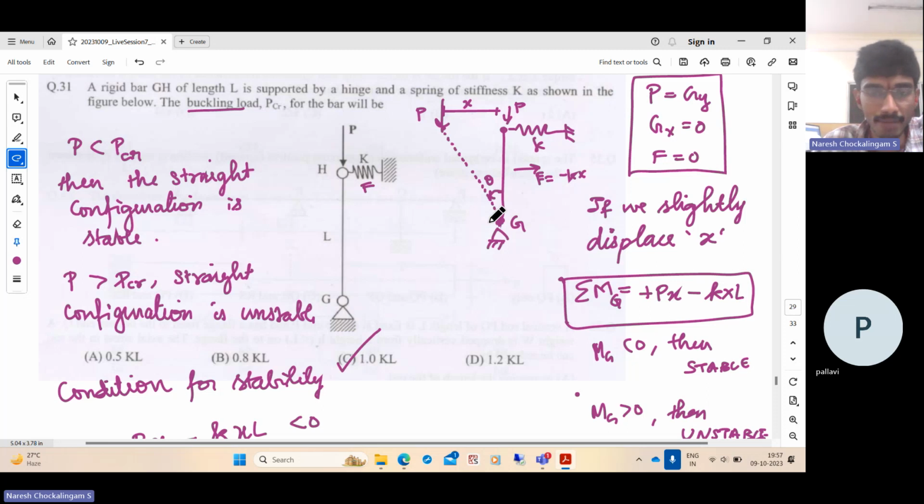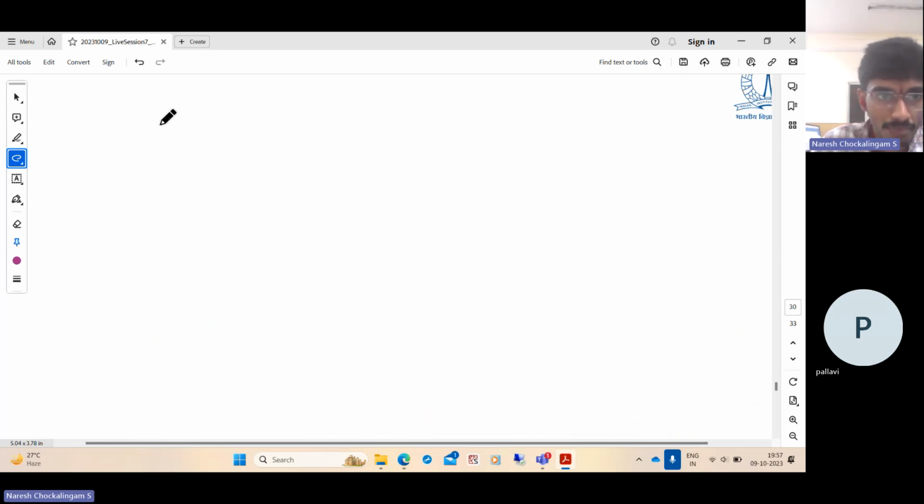So this is the idea of stability. Note that if you increase P from 0 to P critical, it doesn't mean that at the value of P critical you will have infinite displacement. It means that there are two possible equilibrium configurations. If this is the value of P critical, and this is X, and this is P, at P critical you can either have a deformed configuration where X is unbounded, so X can be anything at P critical, or X can also be 0 and it can continue further.